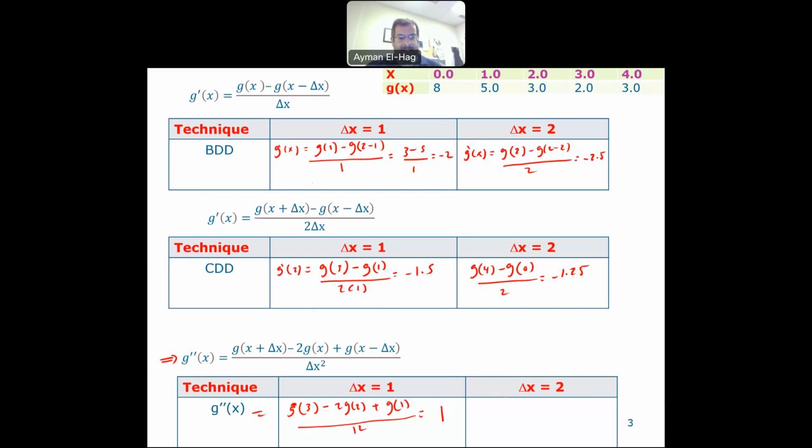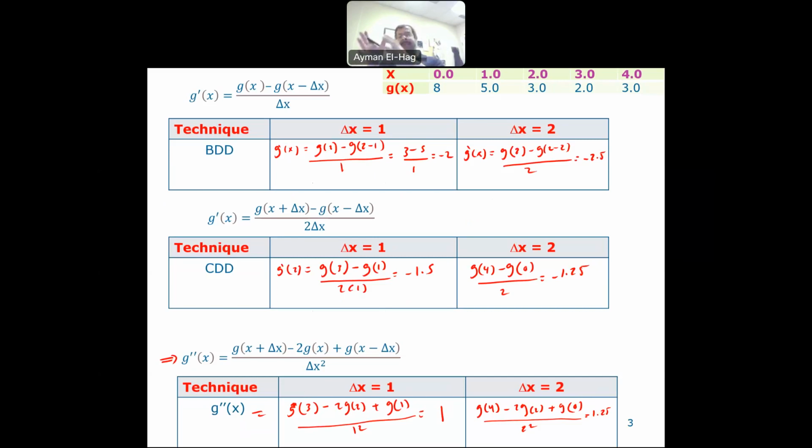Here we'll do delta X equal to 2. So everything is exactly the same. So here we have G at 4 minus 2 G at 2 plus G at 0 divided by 2 squared, and this will give me 1.225. So this is how we can find the first derivative using any of the available techniques, as well as how we can find our second derivative as well.